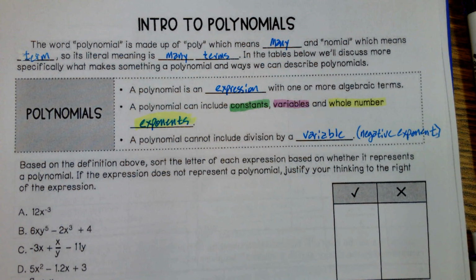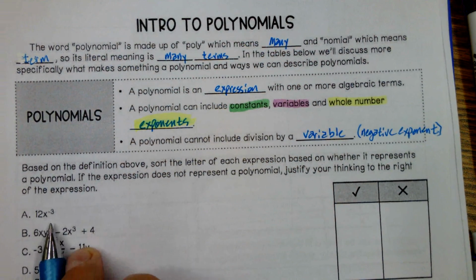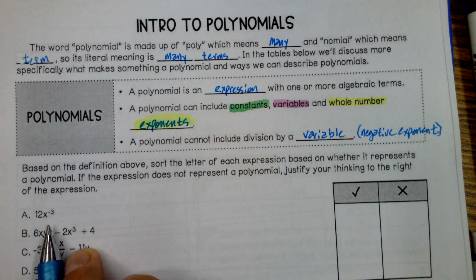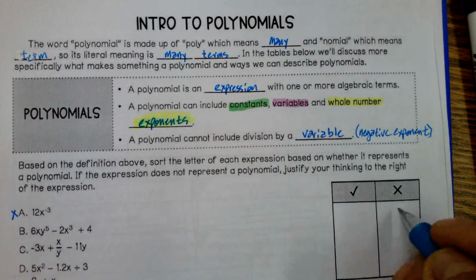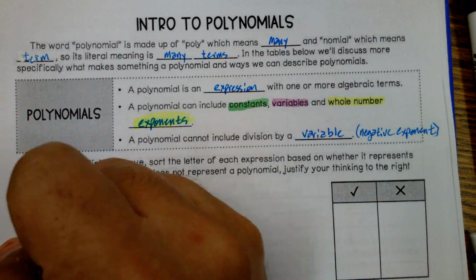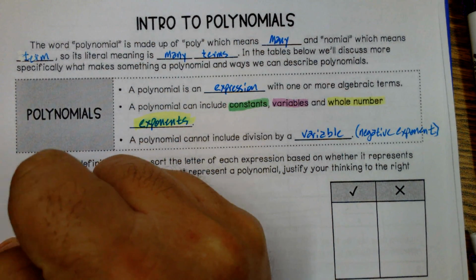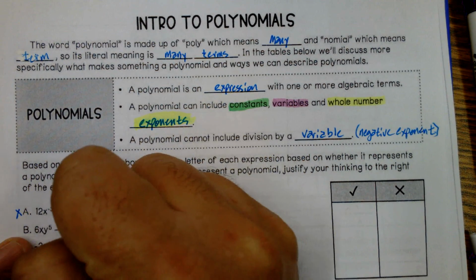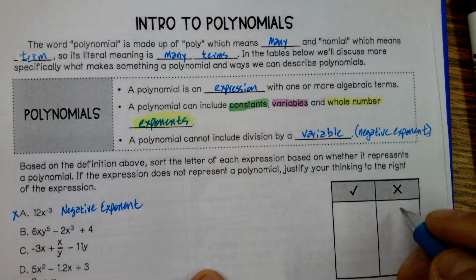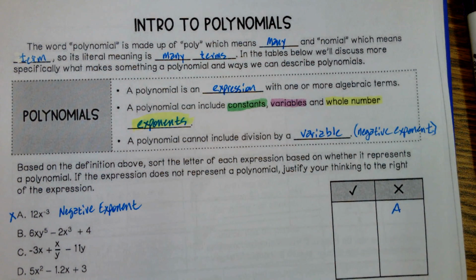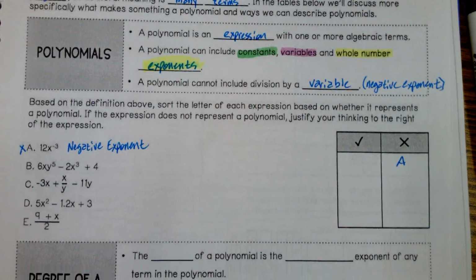Let's just go through these and decide A through E, is it a polynomial, check, or not a polynomial, X. Okay, so 12x to the negative 3. Polynomial or not a polynomial? No. We got a negative exponent. So we would put this in the column for no-nos.